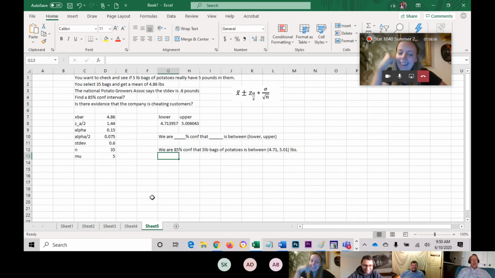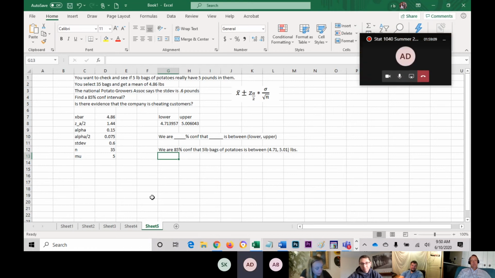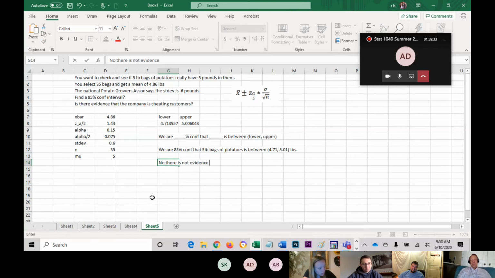All right, now here's the next question. This one's for Allie. Is there evidence the company is cheating its customers? I would say yes, because the upper is barely at 5 and a little bit above. So it looks like a big portion of their stuff is under 5 pounds. It's kind of borderline, isn't it? But I would say no, there is not evidence that they are cheating customers.